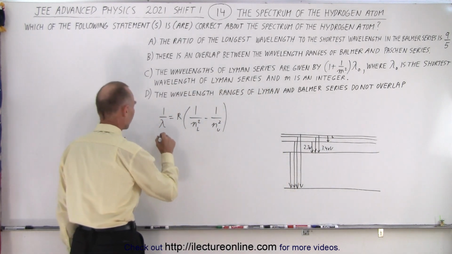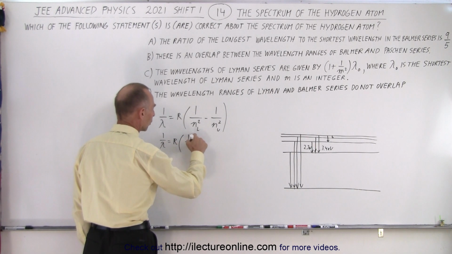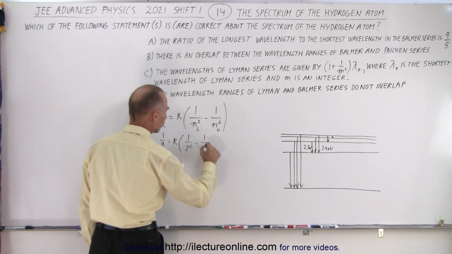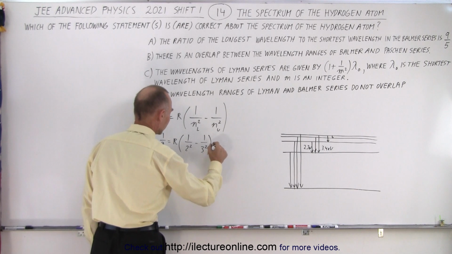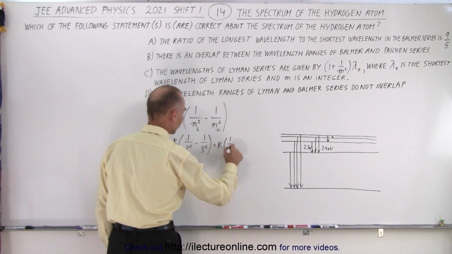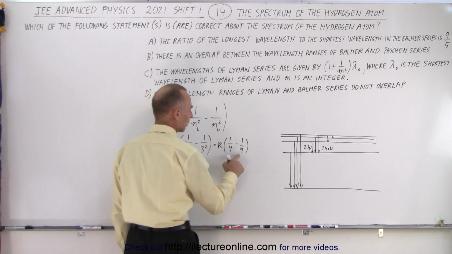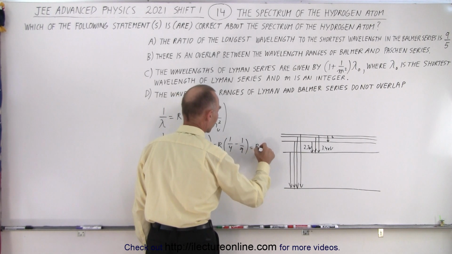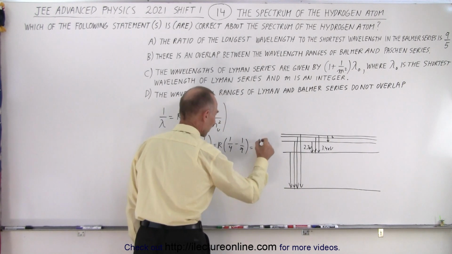In this case, we have 1 over lambda is equal to R times 1 over the lower level, that would be 2 squared, minus 1 over the upper level, which would be 3 squared. And so that would be equal to R times 1 over 4 minus 1 over 9. The common denominator here is 36, that would be 9 minus 4, which is equal to R times 5 over 36.